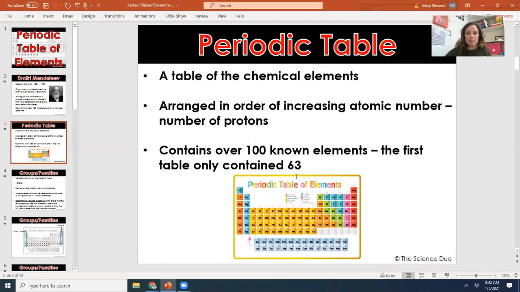The periodic table itself contains all the chemical elements. It is arranged in order of increasing atomic number, or increasing number of protons in each element. It contains over 100 elements, whereas the first periodic table only contained 63.